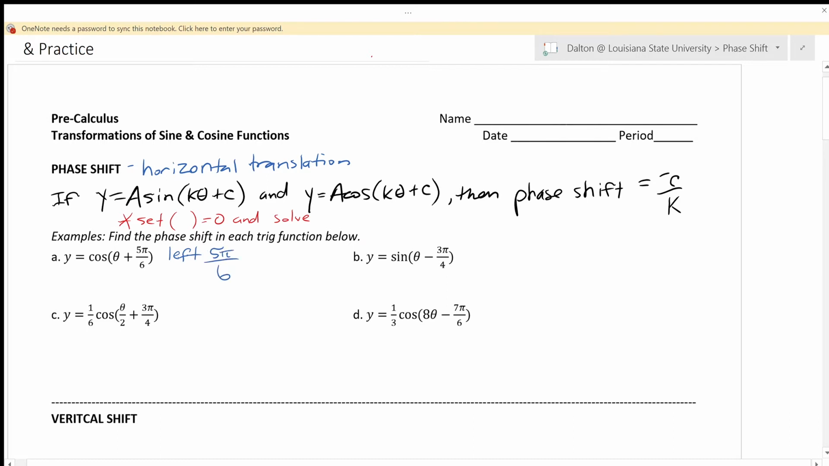Now, if I did negative c over k for this example, what is k? It's 1, right? So dividing by 1 does not change anything. If k is 1, then you basically just switch the sign and you have your answer. Same thing for B, sine of theta minus 3 pi over 4. K is 1, so we can just use our logic: what value of theta makes the parentheses 0? This is going to be shifting to the right 3 pi over 4.